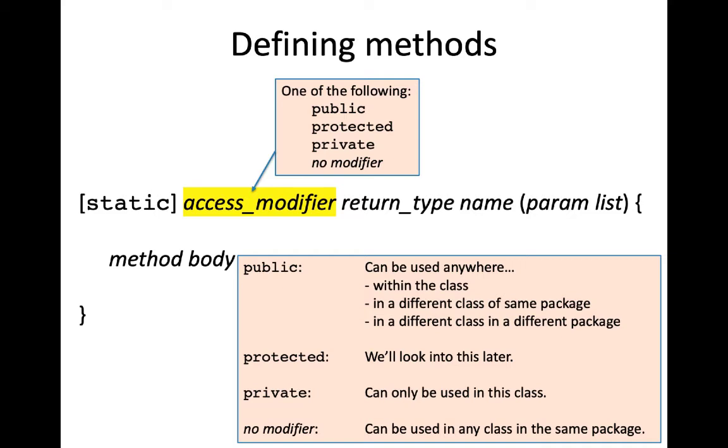The 3 words that could be here are public, protected, and private. And then, of course, that word might not be there at all. If those 3 words aren't there, then the method is known as package private, or basically not public, not protected, and not private. Public says what it means. That means this method can be used anywhere. It can be used in this class, in a different class of the same package, or in a different class in a different package. Basically, it is completely available anywhere.